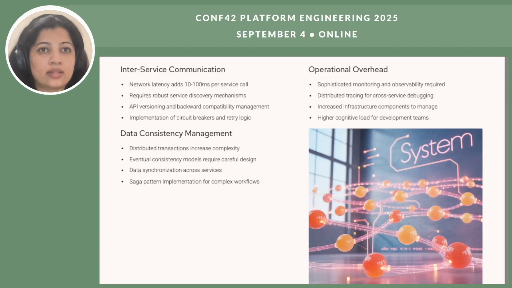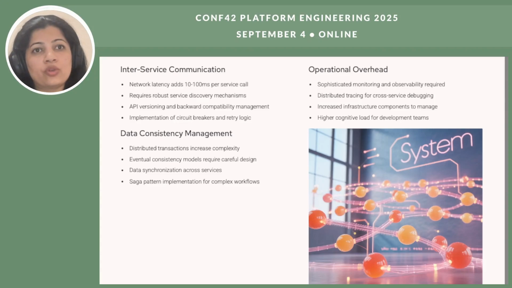Second, data consistency management. In distributed systems, transactions become far more complex. Eventual consistency models need careful design. So synchronizing data across services can be difficult, and patterns like Saga are often required for complex workflows.